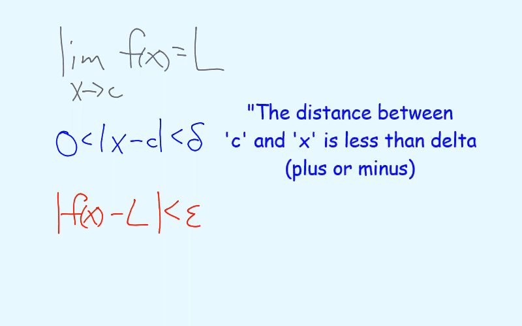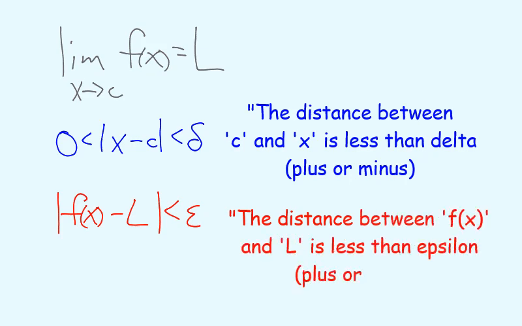So the distance between c and x is less than delta and also greater than 0, and the distance between f of x and L is less than epsilon. Now the plus or minus is on there because we have to use absolute value bars. So remember, we're talking about a positive side and a negative side in the same equation just by using absolute values.